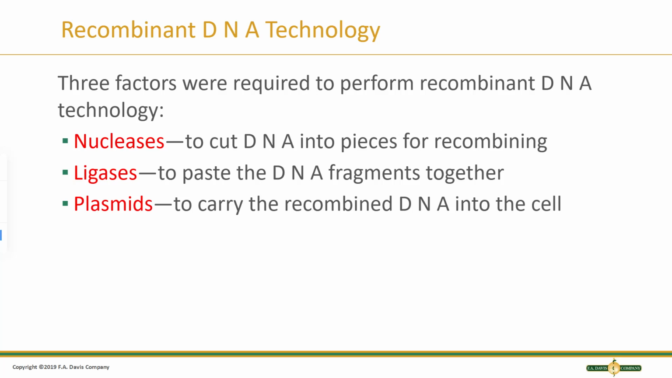So recombinant DNA technology is talking about cutting apart DNA and putting chunks of DNA in different organisms. So it's taking DNA and moving the DNA around to different organisms or different cells. Three factors were required to perform recombinant DNA technology. Nucleases cut DNA into pieces. Ligases paste the DNA fragments together. And plasmids carry the recombined DNA into the cell.